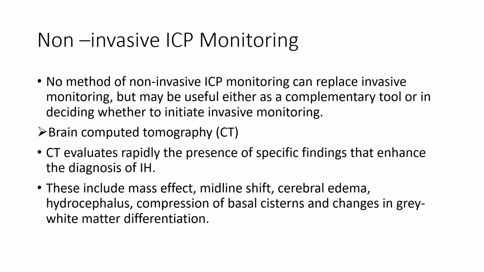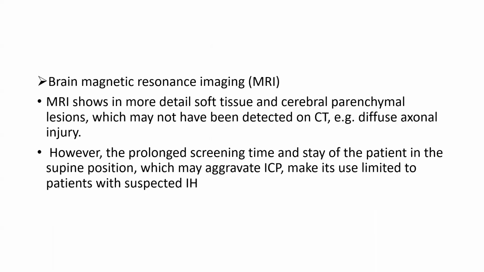The methods are, first, brain CT, computed tomography. CT rapidly evaluates the presence of specific findings that enhance the diagnosis of intracranial hypertension. These include mass effect, midline shift, cerebral edema, hydrocephalus, compression of the basal cistern, and changes in gray-white matter differentiation.